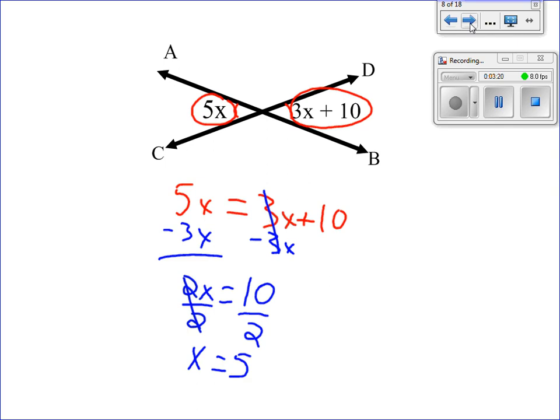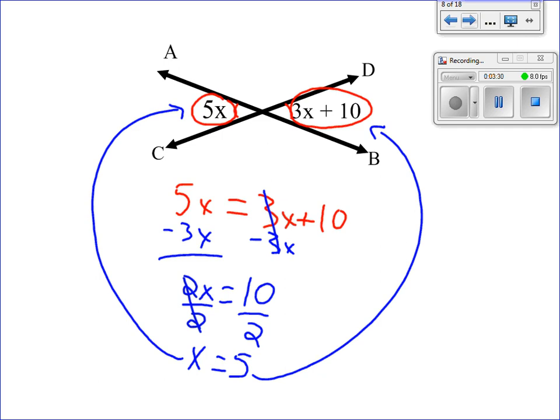I'm not done yet though. Now I know what x is, but I don't know what the angles are. So I need to substitute this value of x back into each expression. Some of you are probably thinking, well, don't I only have to do it once since they're both equal anyway?